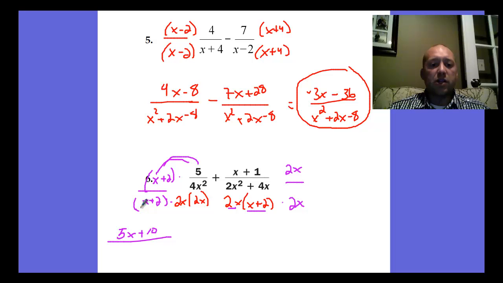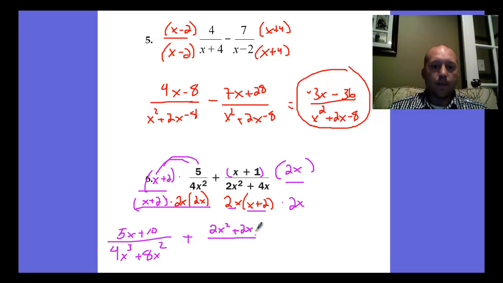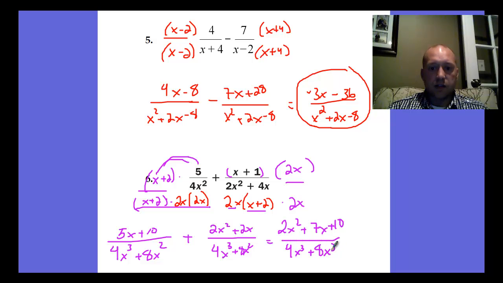Now, our denominator is going to be these multiplied out, which is really like 4x squared times x plus 2. So we get 4x cubed plus 8x squared. And then plus x plus 1 times 2x. So we need to distribute that. So we get 2x squared plus 2x, all over that same denominator. Combine like terms. I have 2x squared plus 7x plus 10 all over 4x cubed plus 8x squared.